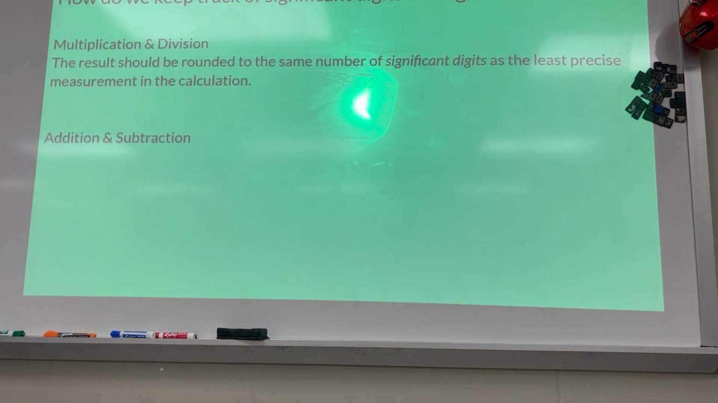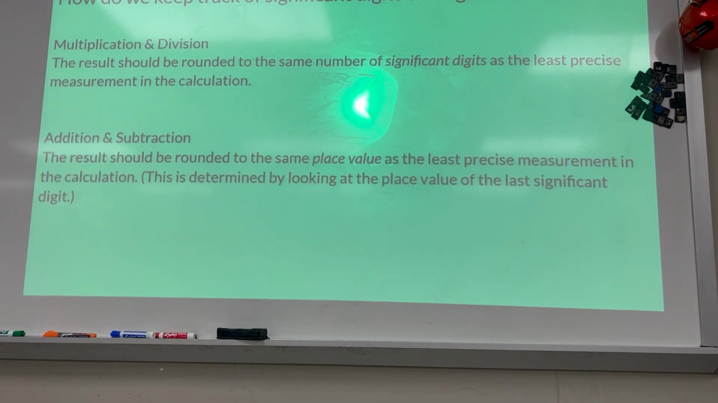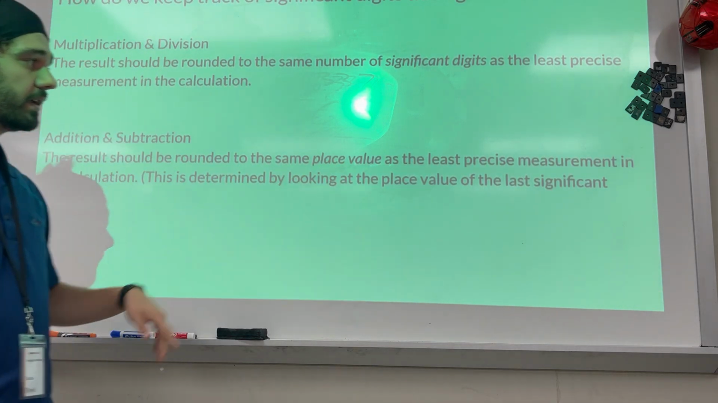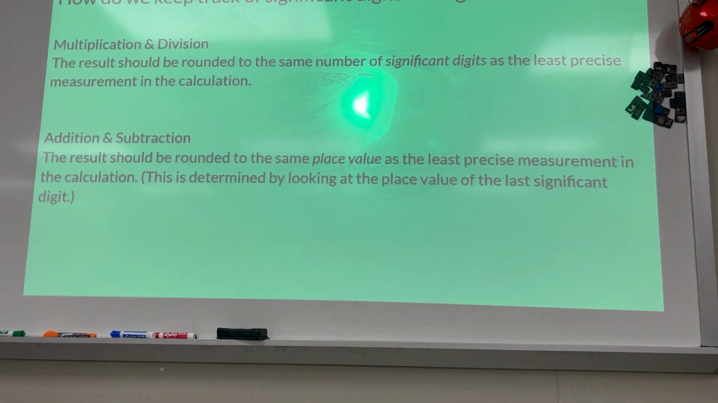Okay, we're counting significant digits for multiplication and division. For adding and subtracting, we're looking at the place value. We round to the same place value as the least precise measurement. Let's write this down, and then I'll do a couple examples, and we'll call it a day. We'll practice this tomorrow. Although we have a ton of time, so I'll give you a worksheet.